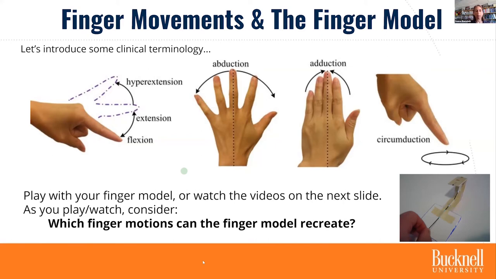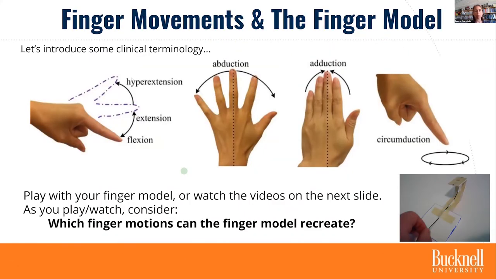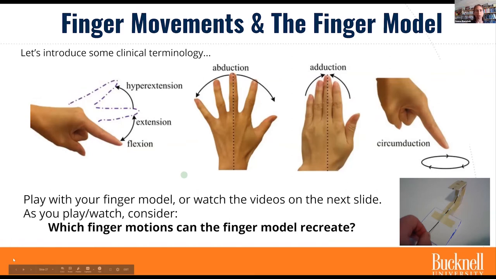So to think about finger movements, we need to introduce some clinical terminology. So one of the things biomedical engineers need to do, as I've said, is communicate across disciplines. So one of those things is knowing proper anatomical terms to describe things so that when you're talking to a clinician, you're all on the same page. So there's two different main finger motions we're going to talk about today. One is flexion and extension. So that's just moving your finger up and down, basically, as shown here.